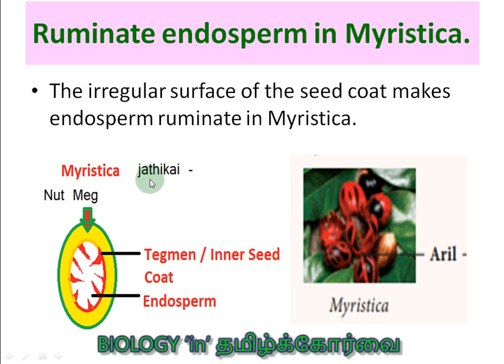Next one, in Tamil it is called Jadikai. Already we discussed it in the funiculus growth. It is called the aril. In Myristica, the irregular surface of the seed coat, tegmen, inner seed coat, endosperm. Because of this irregular surface of the seed coat growth, the endosperm starts ruminating. It means ups and downs are there in the endosperm. It does not have a smooth surface in Myristica. In English it is called nutmeg. In Tamil it is called Jadikai. It is already given in our book. From that only this picture is taken.